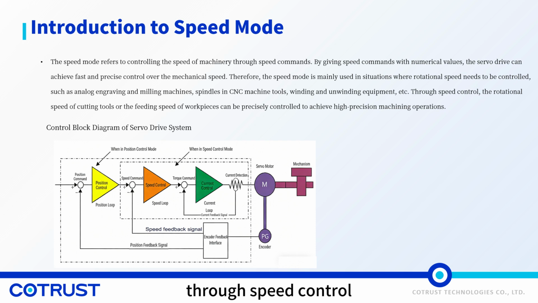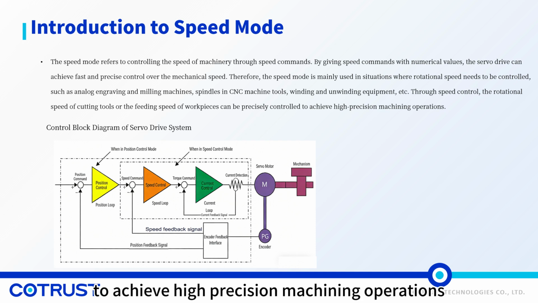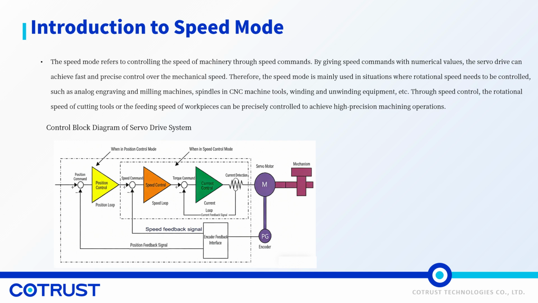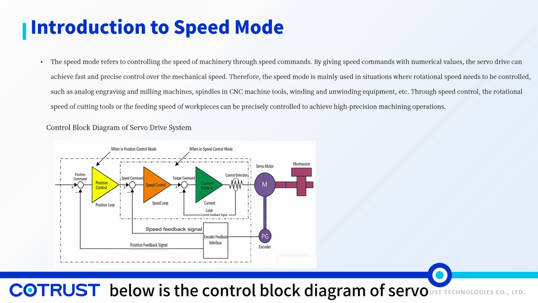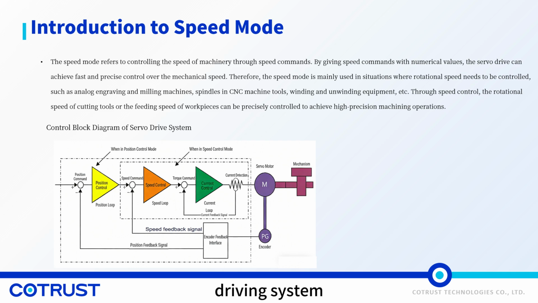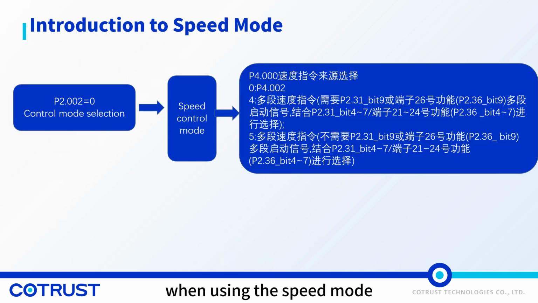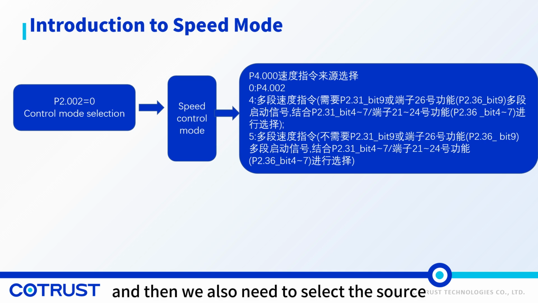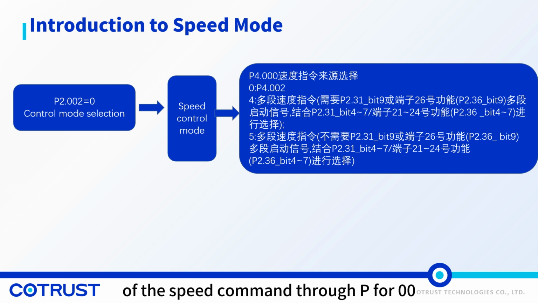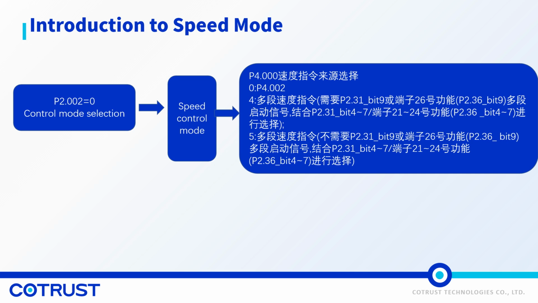Through speed control, the rotational speed of cutting tools or the feeding speed of workpieces can be precisely controlled to achieve high-precision machining operations. Below is the control block diagram of the servo driving system. When using the speed mode, we first need to set the P0.00 parameter to 0, and then select the speed control mode. And then we also need to select the source of the speed command through P4.000.